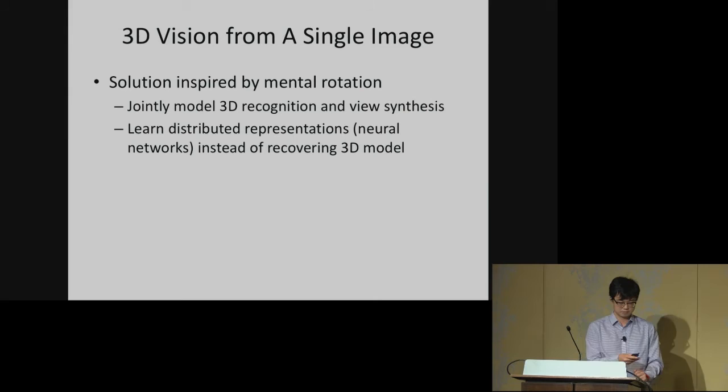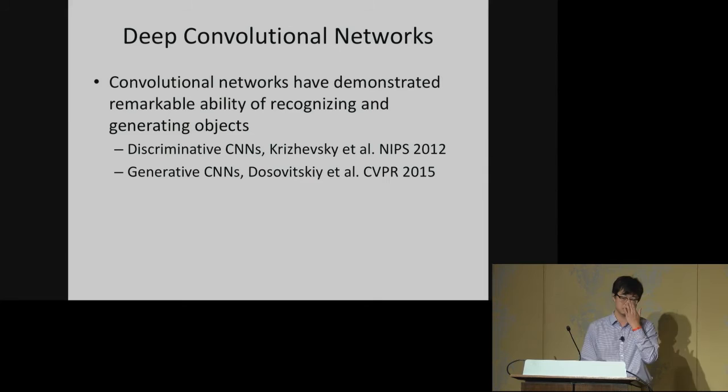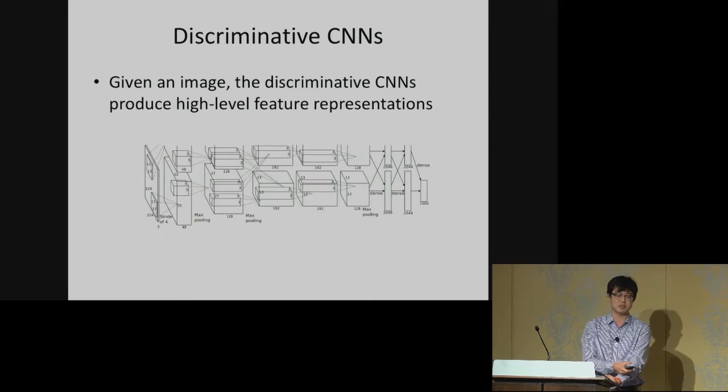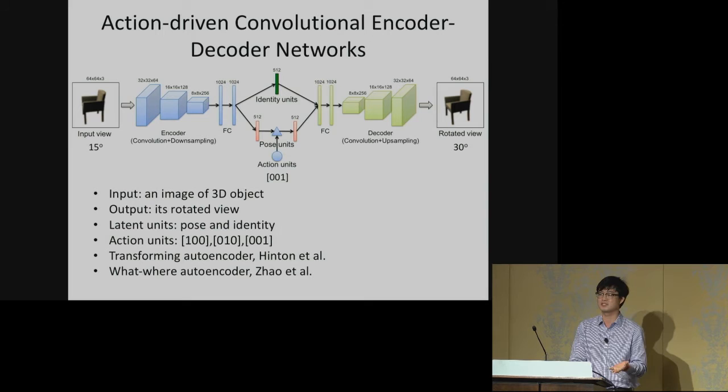Okay, obviously there's a deep learning approach. We know that the convolutional network has a remarkable ability to recognize and even generate objects. We know that CNNs can produce high-level feature representations from a single image. On the other hand, given high-level abstract representations, such as class labels, viewpoints, and other transformation parameters, people have demonstrated that generative CNNs can produce object images. So our task is, given the input image, to produce its rotated or transformed view.